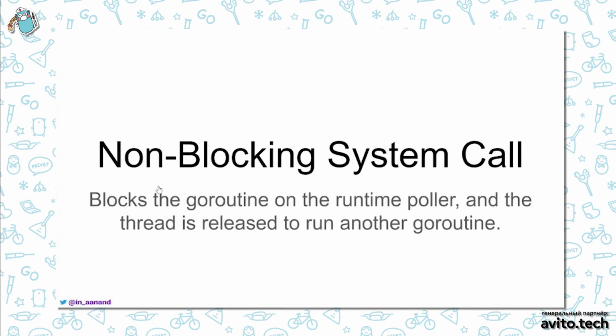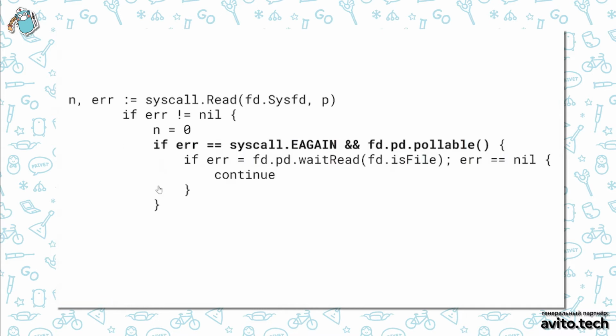What about the non-blocking system call? In a non-blocking system call, the coroutine is blocked on the runtime poller and the thread is released to run other coroutines. Let's look into one example. In this case of non-blocking I/O, such as HTTP calls, the first syscall that follows the previous workflow will not succeed since the resource is not yet ready, forcing Go to use a network poller and park the coroutine.